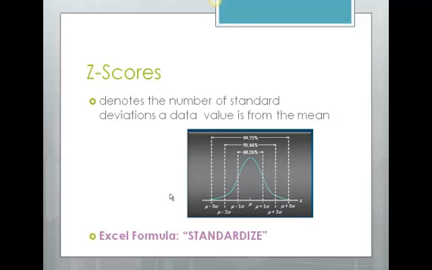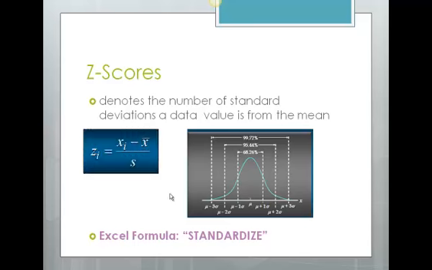Well, what exactly does this skewness mean? How is it different from a normal distribution? Our z-score denotes the number of standard deviations a data value is from the mean. If we're following a standard normal distribution, 68.25% of our data is within one standard deviation of the mean, 95.44% is within two standard deviations, and 99.72% is within three standard deviations of the mean.